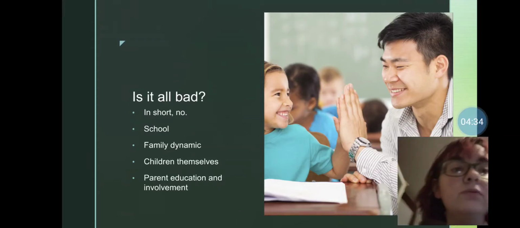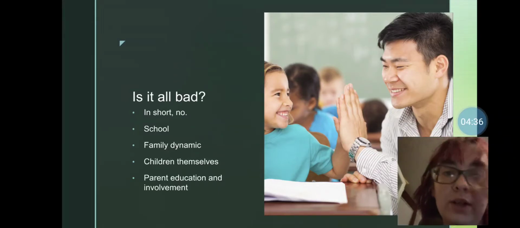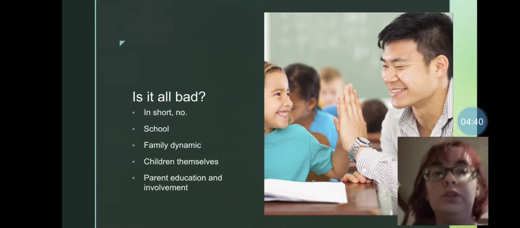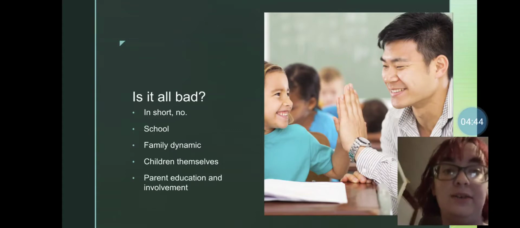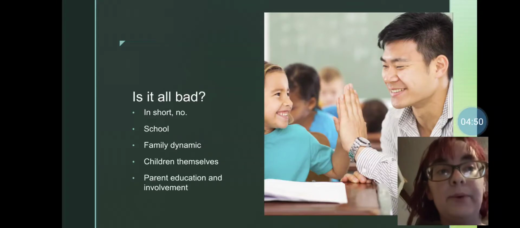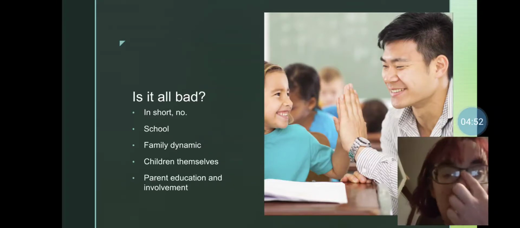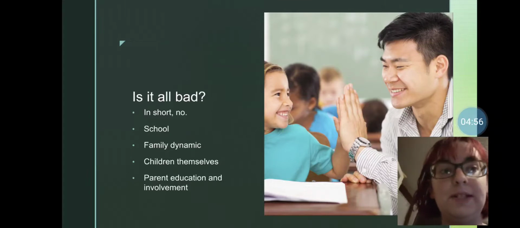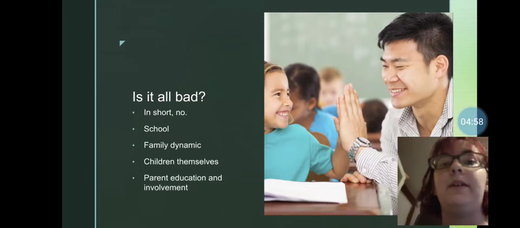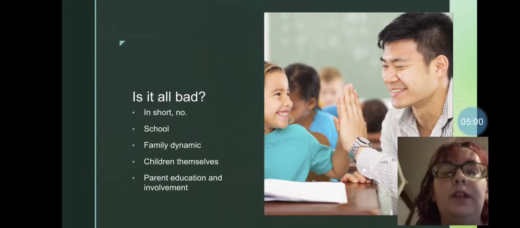So is it all bad? No. As we've said, this isn't a hard and fast rule. It depends a lot on the children themselves. Some children are just naturally very gifted, and they'll learn no matter what environment you put them in. Some people, their parents may be highly educated and highly involved, but they're still a lower socioeconomic status. Maybe they've lost their jobs. Maybe they just can't find work.